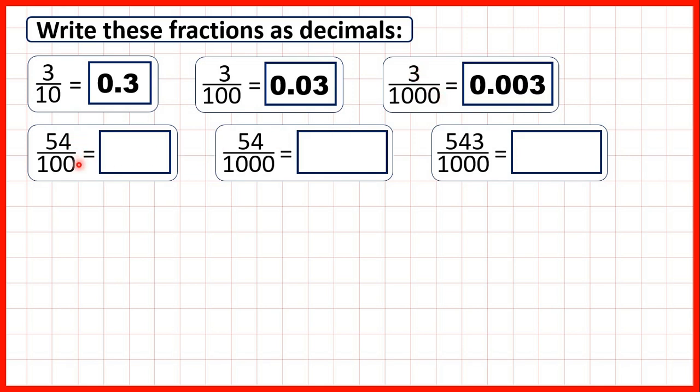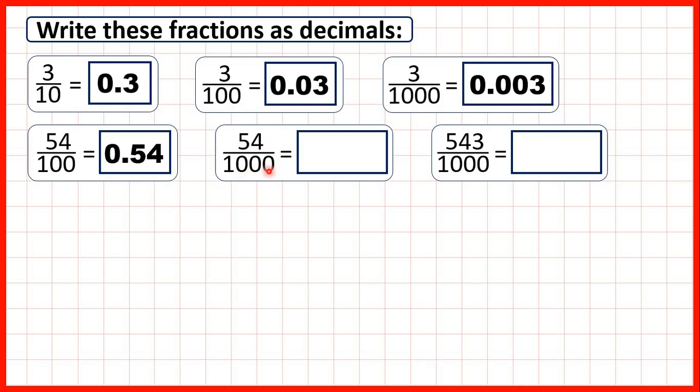Now we have 54/100ths. The hundredths digit is the second digit after the decimal point, and the denominator of 100 tells us that when we write the fraction as a decimal, we can only have 2 digits after the decimal point. We can't go beyond the hundredths place value column. So 54/100ths is written as 0.54. The denominator of 100 tells us that we can't go beyond the hundredths. We can only have 2 digits after the decimal point, and that means the 5 gets pushed over into the tenths column. Now we have 54/1,000ths.